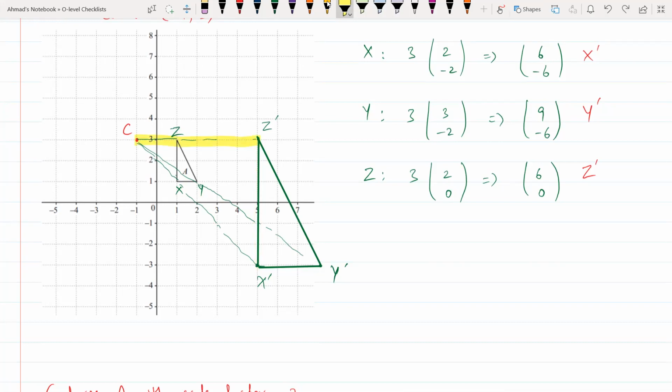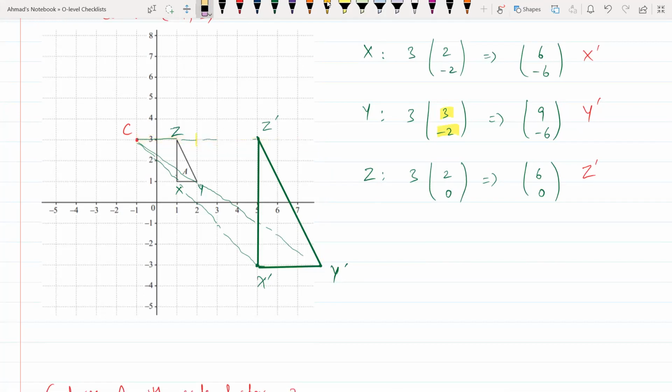ठीक है? Similarly y. Y क्या है? 3 units right and 2 units up. 3 right and 2 units down, sorry. 3 right and 2 down. That's your y. इसको हमने 3 से multiply किया. What do you get? You get 9 and minus 6. 9 minus 6 का मतलब है कि y bar वहां पे होएगा. You go 9 units right and then you go 6 units down. That's your y bar there.